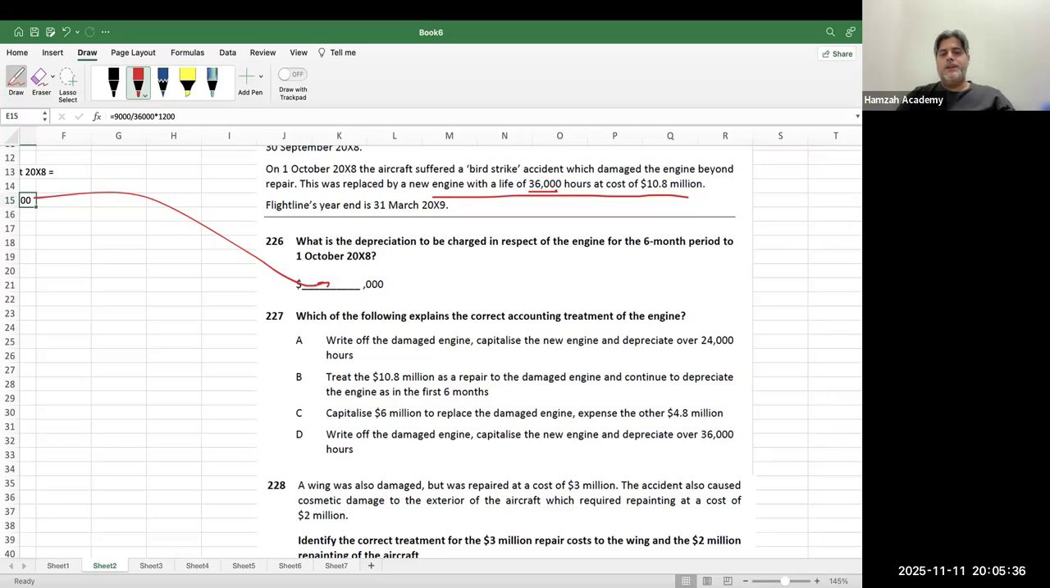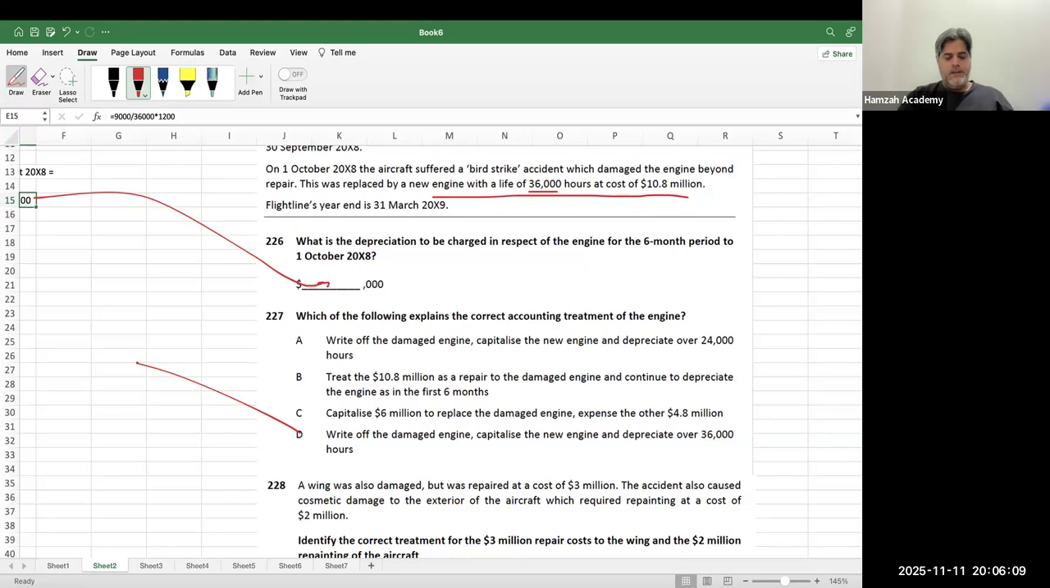Then treat the 10.8 million as a repair to the damaged engine and continue to depreciate the engine at the first 6 months. No. Capitalize the 6 million to replace the damaged engine. No. Write off the damaged engine, capitalize the new engine, and depreciate over the 36,000 hours. Yes. This is the correct option over here, the D, right? Because we are going to capitalize the new engine, and then we are going to depreciate it over 36,000 flying hours over here, right?